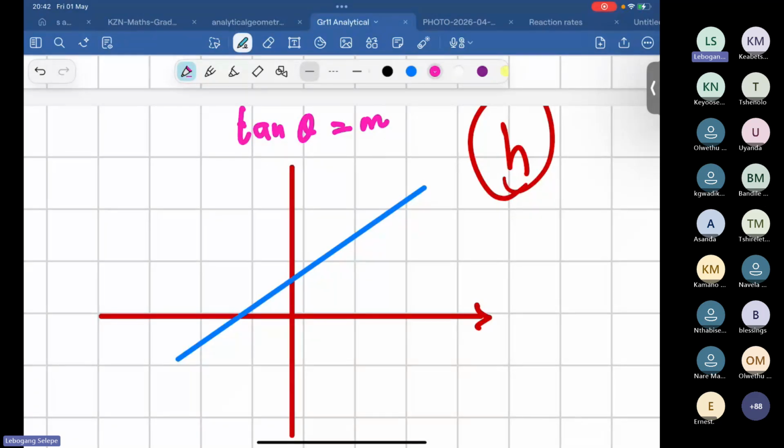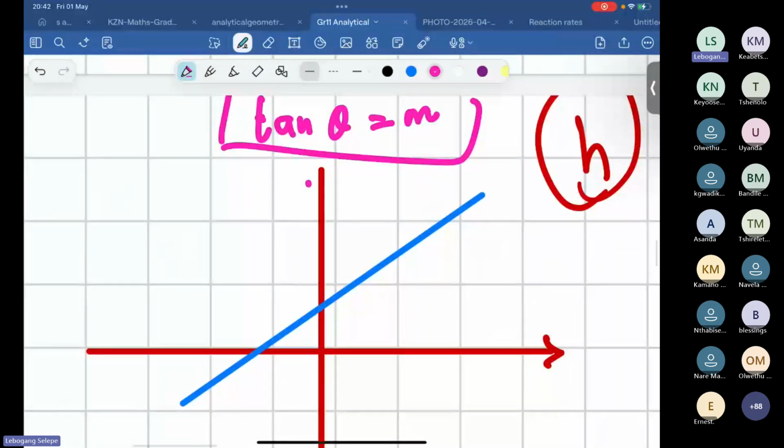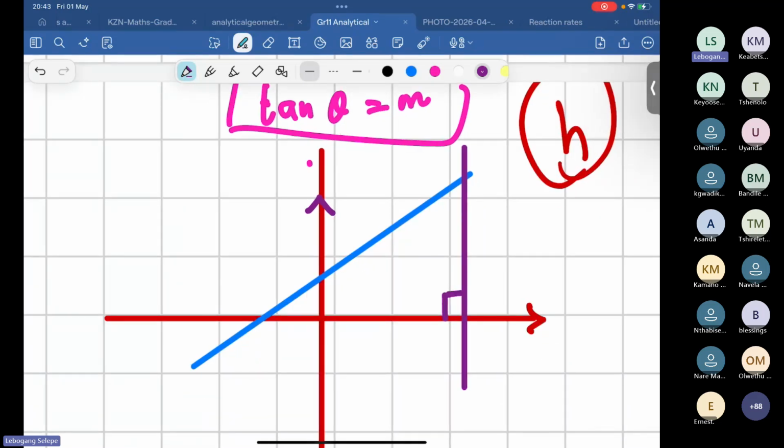So as I was saying, how we come to this conclusion is the fact that if I have this blue line segment right here, and we want to find out why we get to this conclusion. If I was to draw a line parallel to the y-axis, vertically straight downwards like this, to form a right angled triangle, then keep in mind that this is my theta right here, which is my angle of inclination.